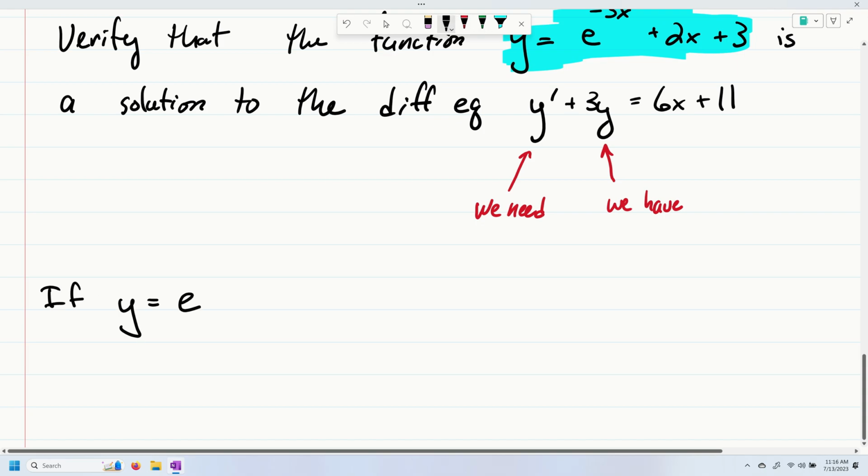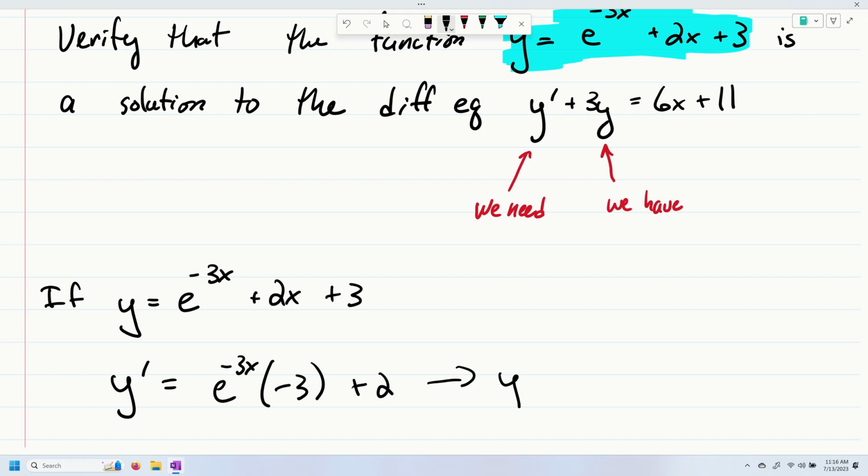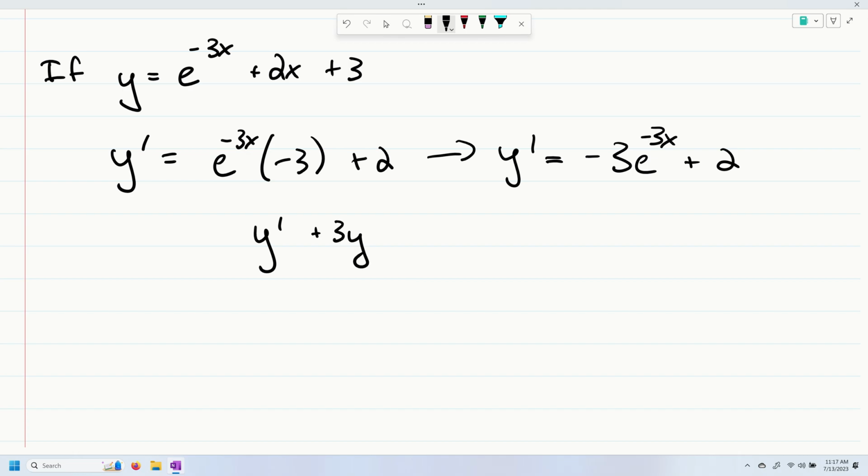So, if y equals e to the negative 3x plus 2x plus 3, y prime has to equal e to the negative 3x times negative 3 plus 2, which I'm going to rewrite as y prime equals negative 3e to the negative 3x plus 2. So now that I know what the derivative is, and I know what y already is, I'm going to substitute them into my diffeq. So let's write out the diffeq one more time. We have y prime plus 3y equals 6x plus 11.